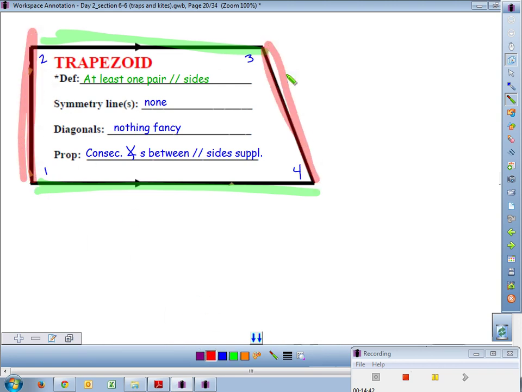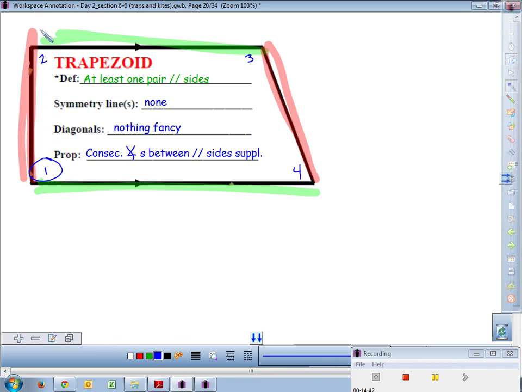Now when it comes to consecutive angles, angle 1 and angle 2 are consecutive angles, angle 2 and angle 3 are consecutive angles, 3 and 4, and 4 and 1. Let's just pick on angle 1. The 2 angles that are consecutive with it are angle 2 or angle 4. One of these sets of angles is between the 2 green parallel sides, and one of these sets is not. You see how 1 and 2 are between the parallel sides, and 1 and 4 are between the red sides, which are not parallel at all.